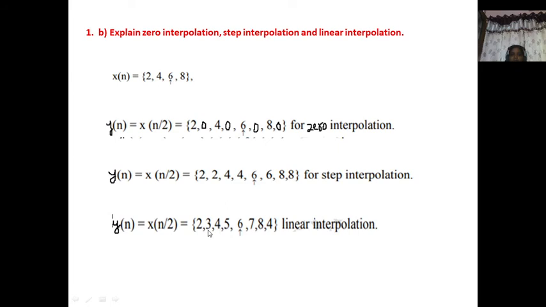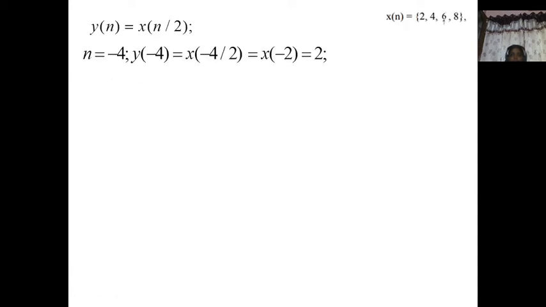2 plus 4 by 2 equal to 3. Then 4 plus 6 by 2 equal to 5. 6 plus 8 by 2 equal to 7. Like this we interpolate with the linear expression. So 2, 3, 4, 5, 6 appear as a linear relation. Then a simple example.